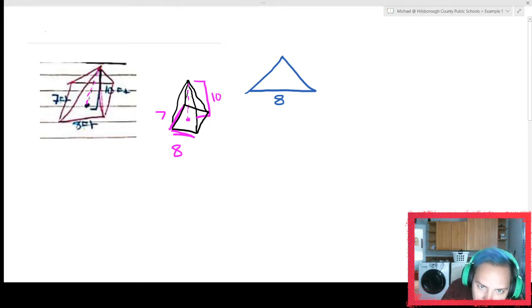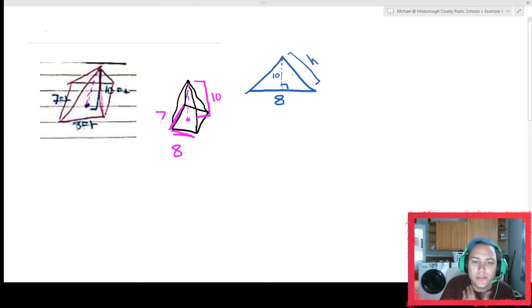And I know that this height that comes straight down is 10 feet long. So if I wanted to find the volume of the pyramid, this would be really useful. But I don't want the volume. I need the area of the face on the side. So what I need to know is how long this piece right here is, how long this height right here is.